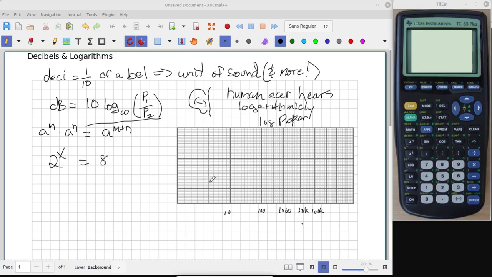Well, first of all, decibel: deci means 1/10 of, so it's a tenth of a bell. It started out as a unit of sound. It turns out that the human ear hears logarithmically. So if we say something is twice as loud, we mean it's 10 times as much.